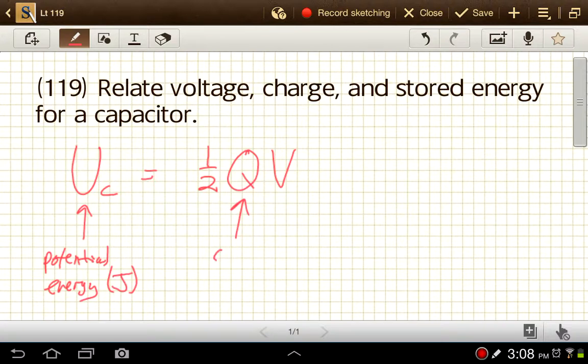Q is the charge. That's the charge stored on each of the plates. So it might tell you that there's 500 microcoulombs of positive charge on one side and 500 microcoulombs of negative charge on the other side. That's fine. We'll just use 500 microcoulombs of charge. It's always going to be the same on both sides. And then V is the voltage, which is measured in volts. Pretty easy one to remember, at least.